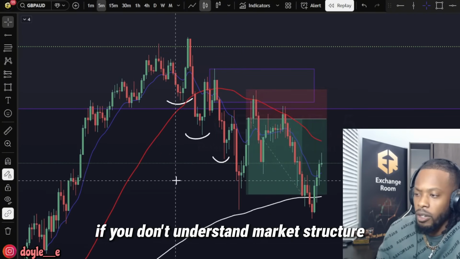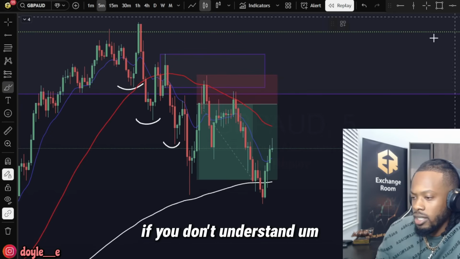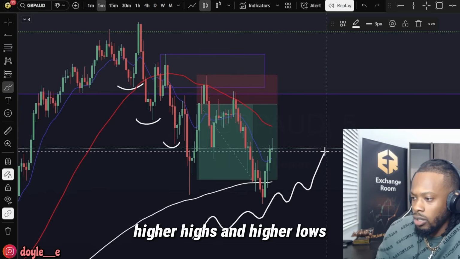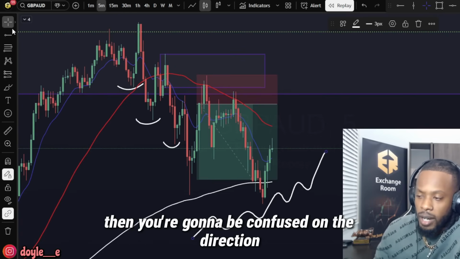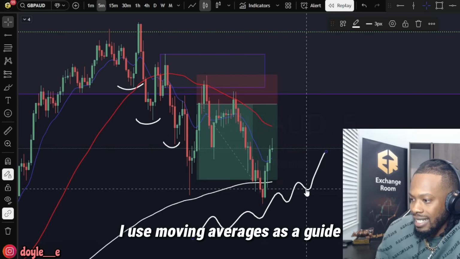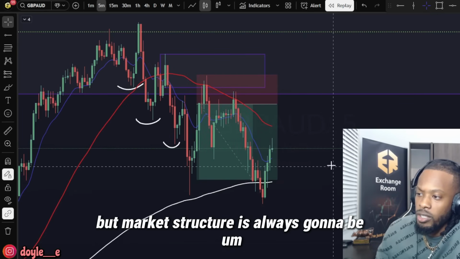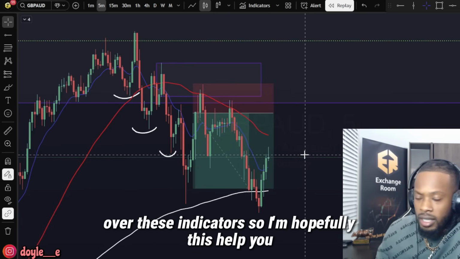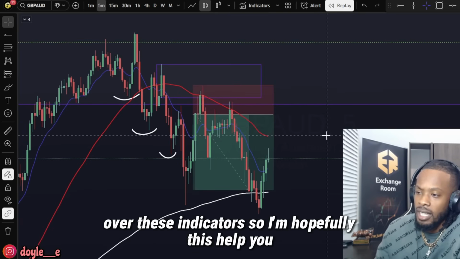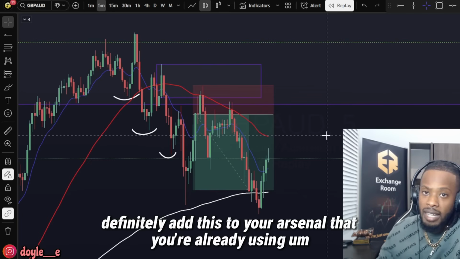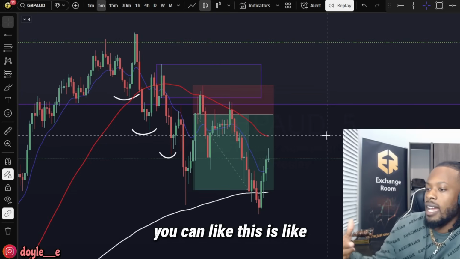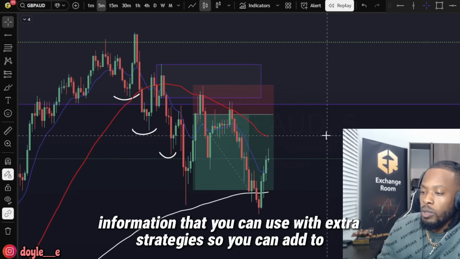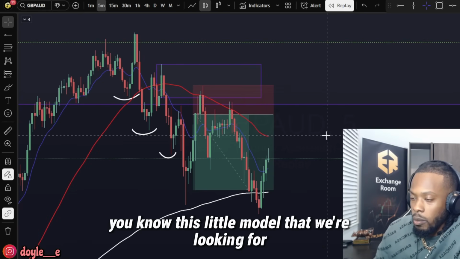If you don't understand market structure, if you don't understand higher highs and higher lows, then you're going to be confused on the direction. I use moving averages as a guide, but market structure is always going to be over these indicators. So hopefully this helped you. If you're brand new, definitely add this to your arsenal that you're already using. This is information that you can use with extra strategy, so you could add to this little model that we're looking for.